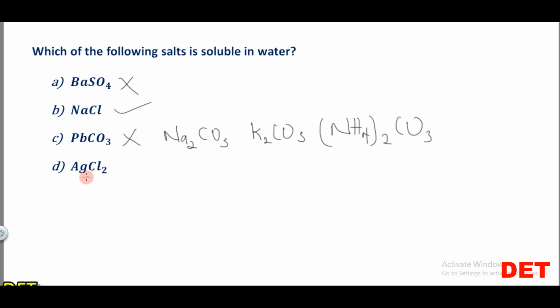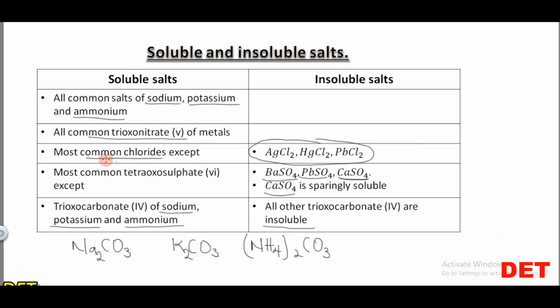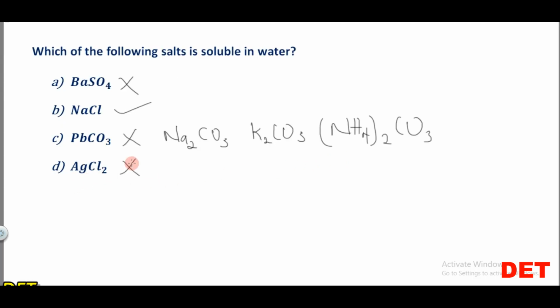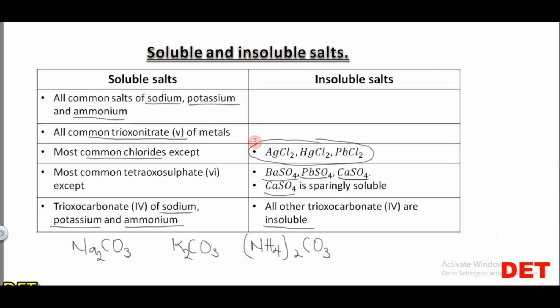Then we have here silver chloride. It is insoluble in water. Alright. So like we mentioned before, most common chlorides are soluble in water except silver chloride, mercury chloride, and lead chloride. So silver chloride is an example of an insoluble salt. All right. So again, the correct answer to this question is Option B. So you should really know this table. It's very important. Again, soluble salts are salts that are soluble in water or that can dissolve in water, while insoluble salts are salts that do not dissolve in water. All right.